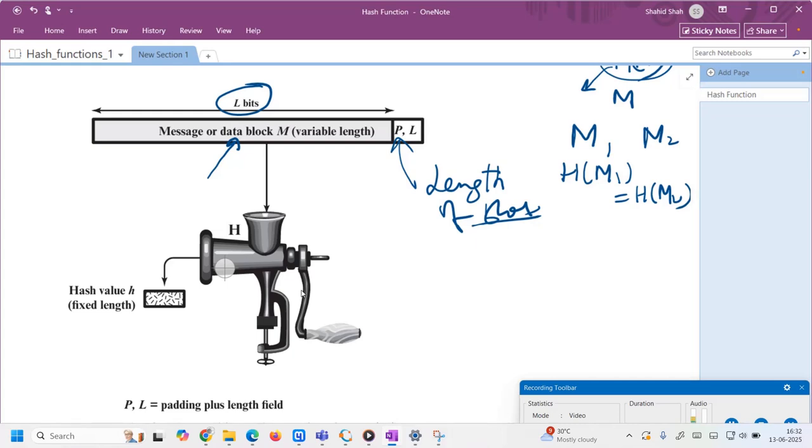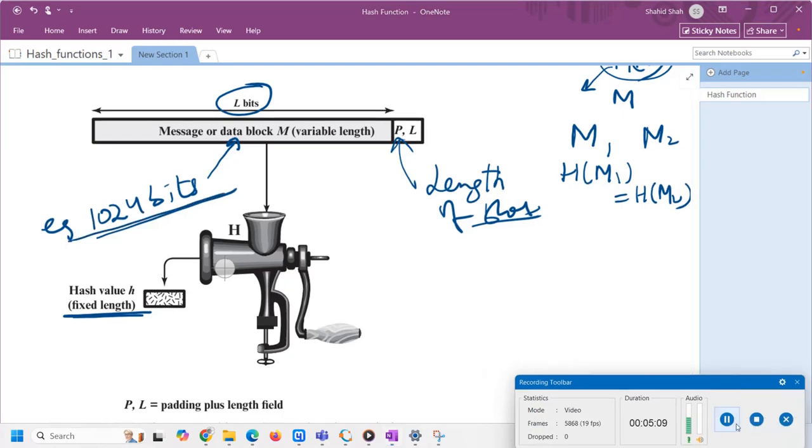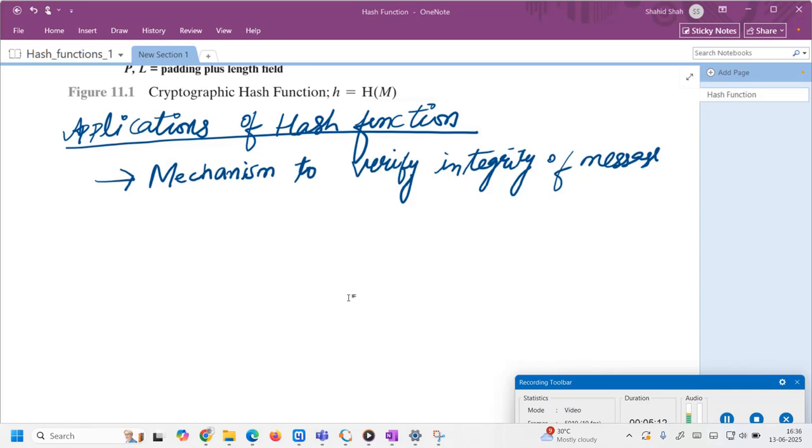After feeding this data block of length L bits and P, which contains the information about the length of the original message in bits, both the message and P are padded together and fed to this hash algorithm. What it produces is a fixed length hash value. For example, it may be 1024 bits, which is exactly 1 kilobit. Whatever be the length of the message, the output will always be fixed length. This is a general description of a hash function. Now, what are the applications of hash functions?